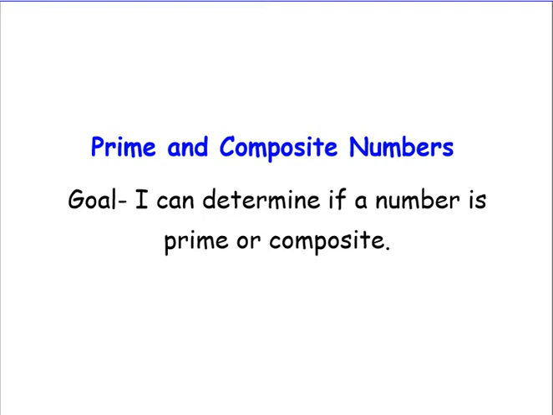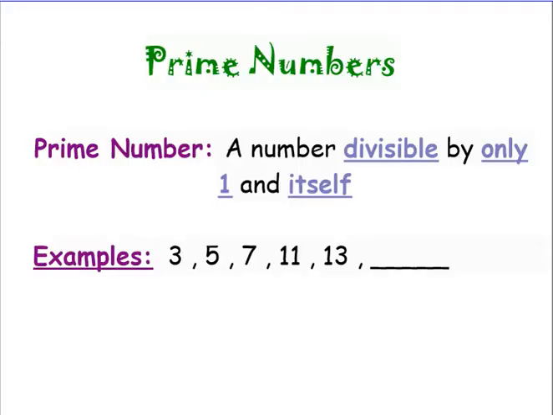Okay, so in this lesson, we are going to talk about two new types of numbers. We're going to talk about prime numbers, and we're also going to talk about composite numbers. After this lesson, you are going to be able to determine if a number is prime or composite. Your divisibility rules are going to be very, very helpful in this lesson, so please make sure you have them nearby or you have them memorized.